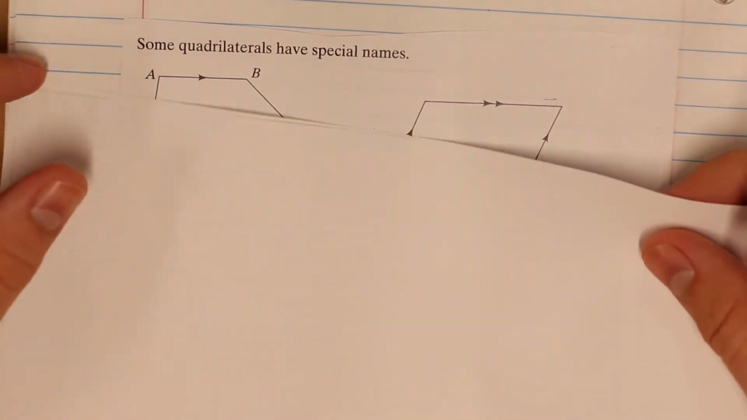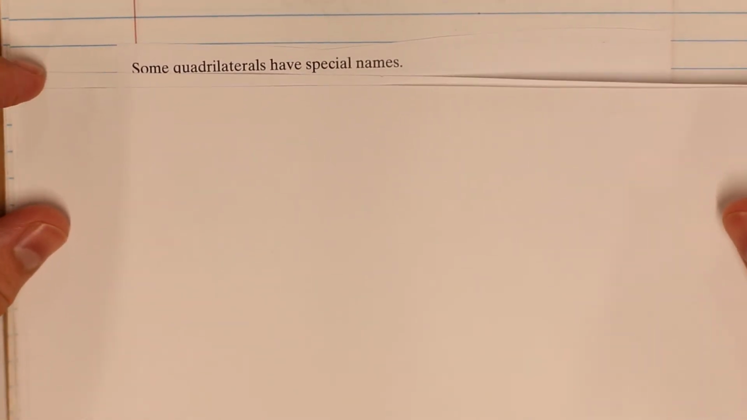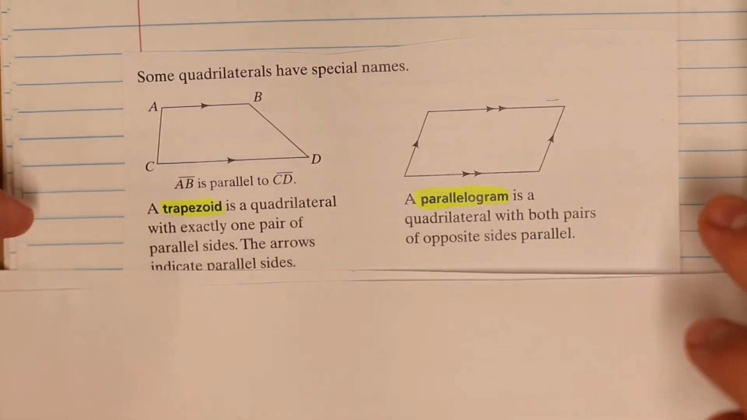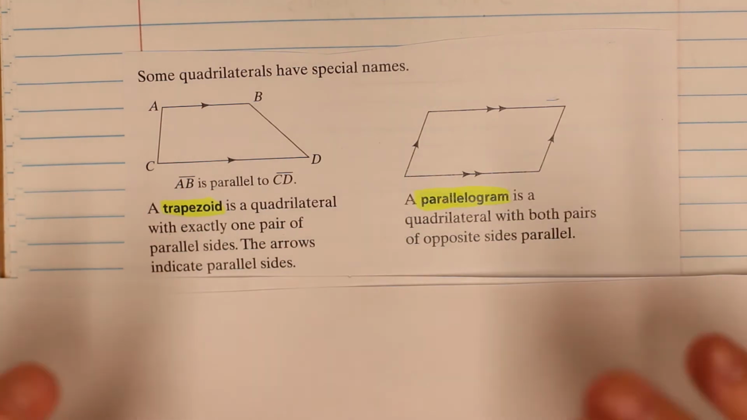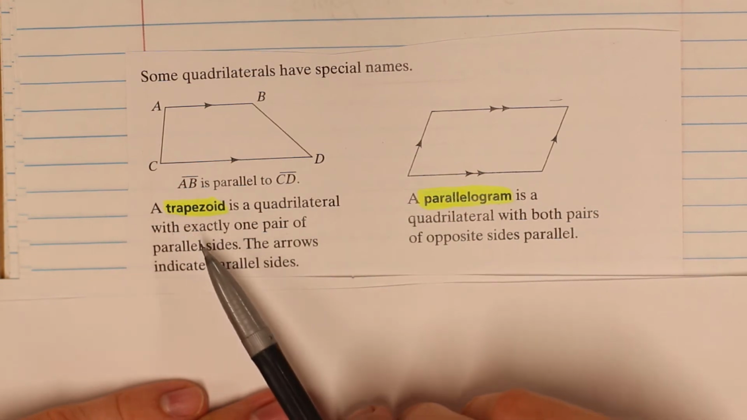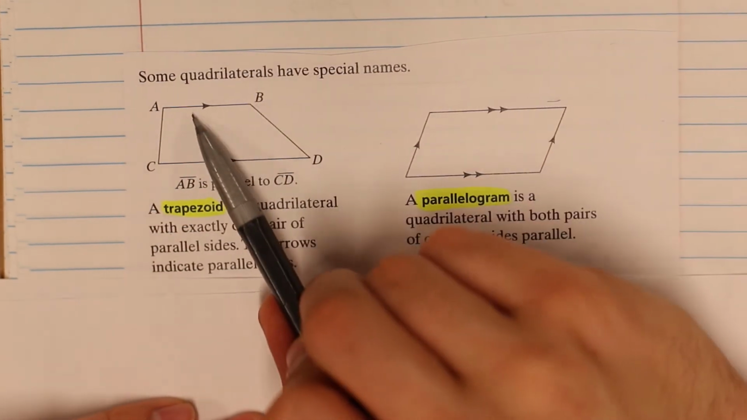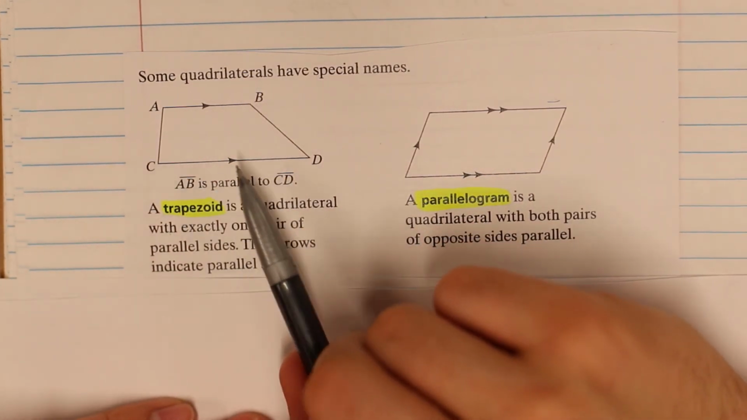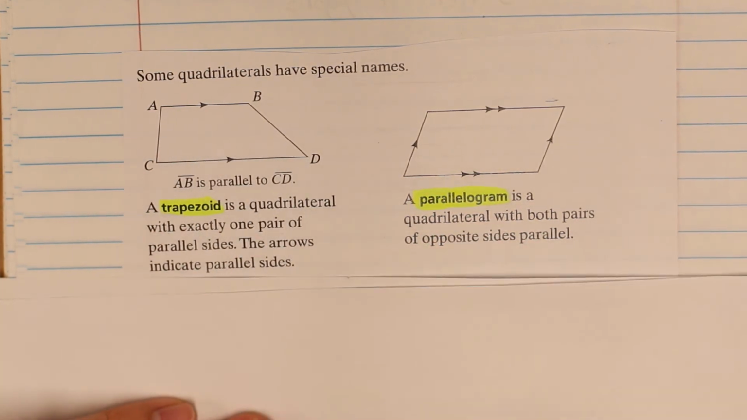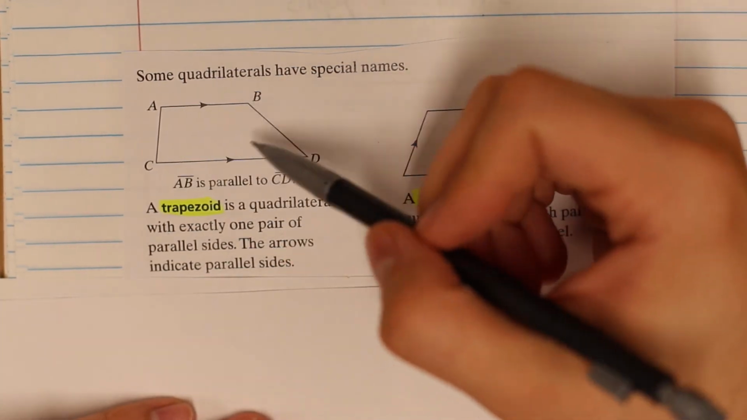Let's look over this. So here we have some special types of quadrilaterals. And you need to learn these, and it takes a little while to get to know them. The first one we're going to take a look at is a trapezoid. Now if a quadrilateral is a trapezoid, it's only a trapezoid. It's nothing else, okay? It's a trapezoid if it has exactly one pair of parallel sides. You see these little arrows indicate that they're parallel. So C and D is parallel to A and B. It has to have only one pair. So that means these two cannot be parallel for this to be a trapezoid.